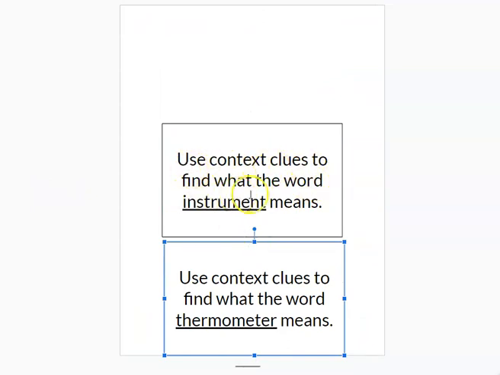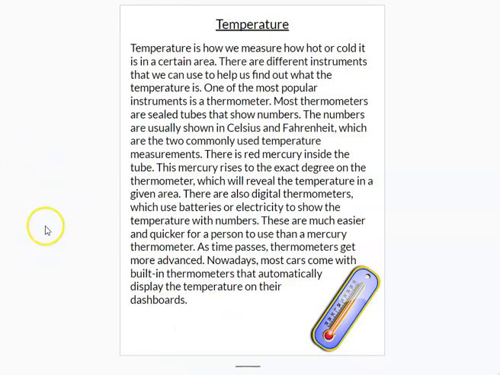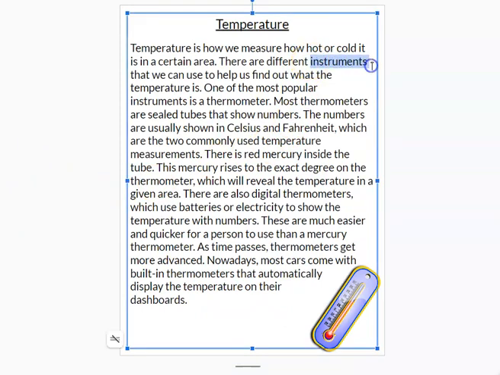Use context clues to find what the word instrument means. I'm going to use the same strategy that I used before. I'm going to find instrument the first time that it's used in the passage, and I'll read the sentence. There are different instruments that we can use to help us find out what the temperature is. Pause the video for just a minute. What clues do you see in that sentence to help us understand what an instrument is?